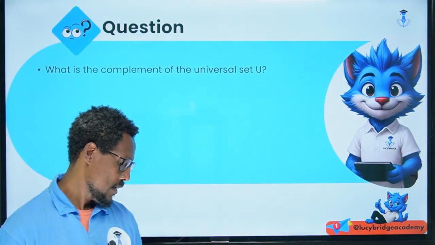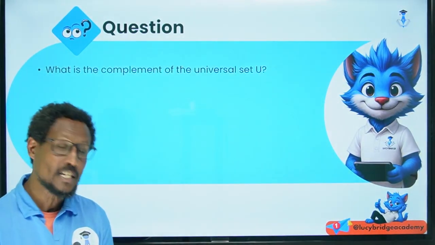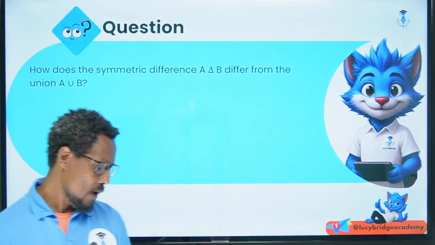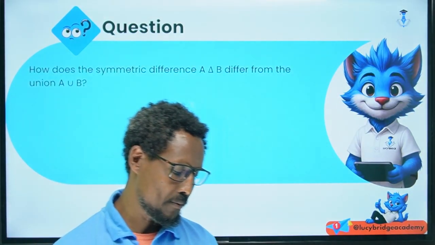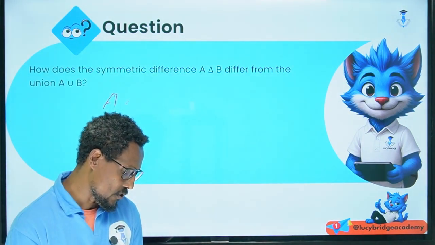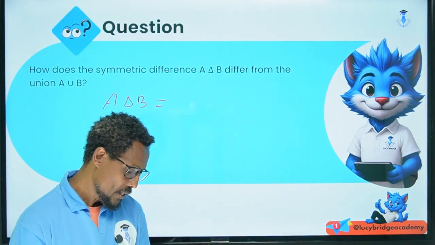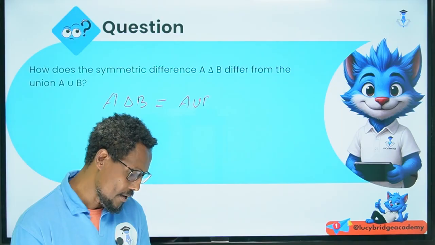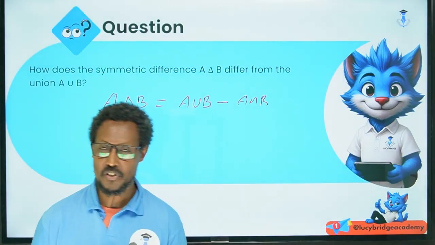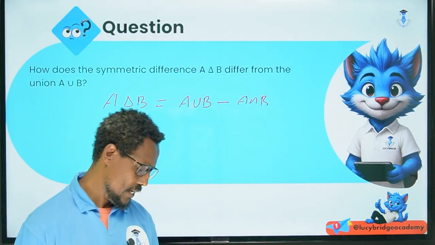Okay. Question: what is the complement of the universal set? The complement of the universal set, as we have discussed before, is the empty set, right? Again, how does the symmetric difference differ from the union? Look, symmetric difference of A and B means A union B minus A intersection B. Symmetric difference means A union B minus A intersection B. That's it.